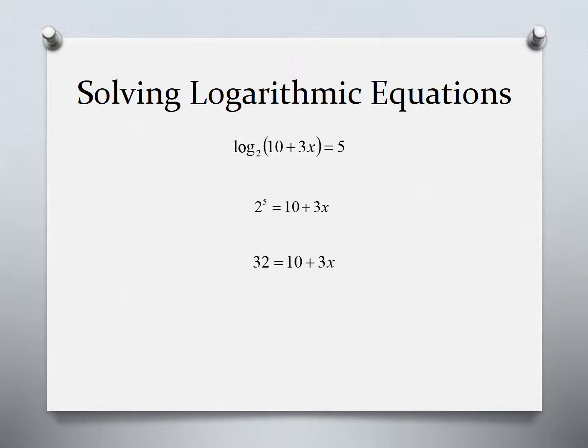From there, it becomes really simple because we're actually looking at a linear equation. We'll go ahead and isolate that variable x based on your prior knowledge, and then we discover that the value of x is 22/3. We'll substitute that back into the original equation and make sure that gives us a true statement.